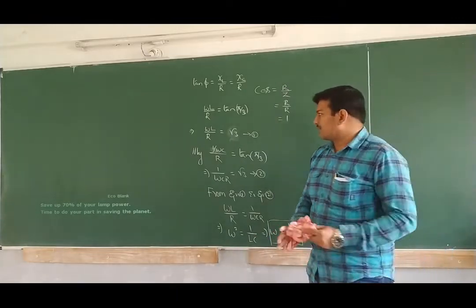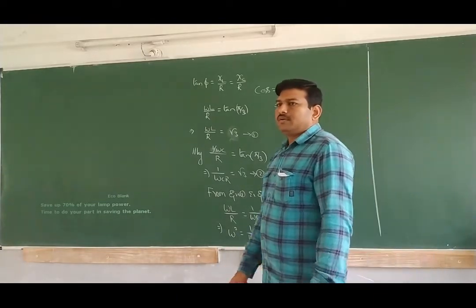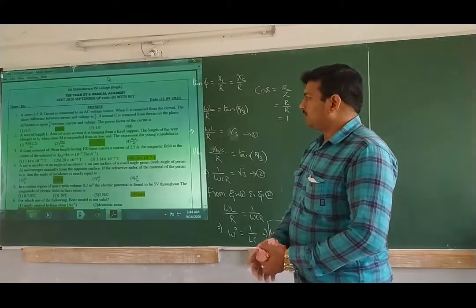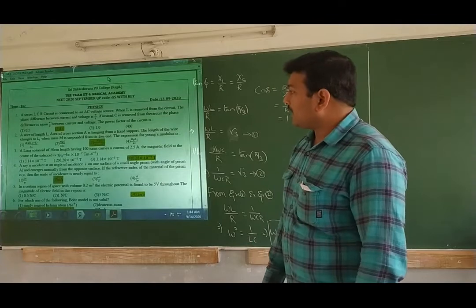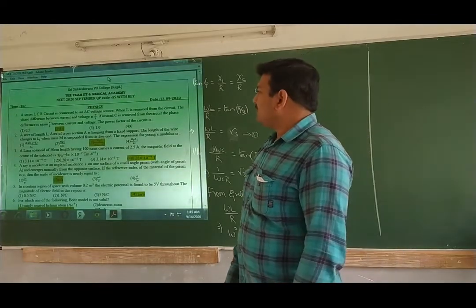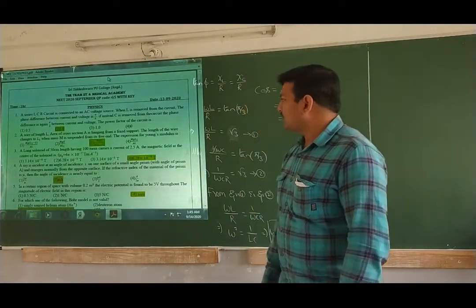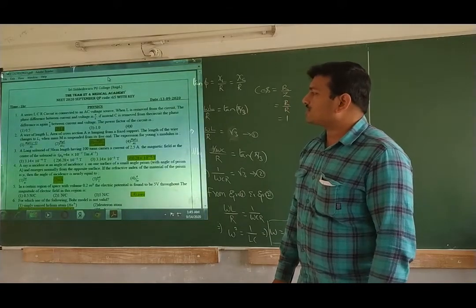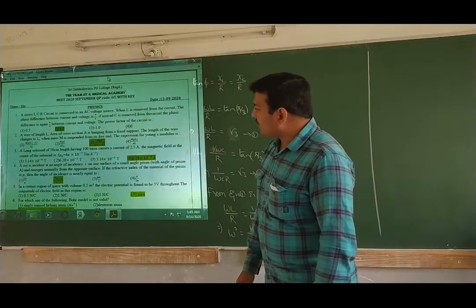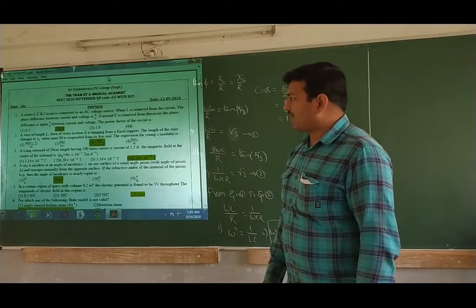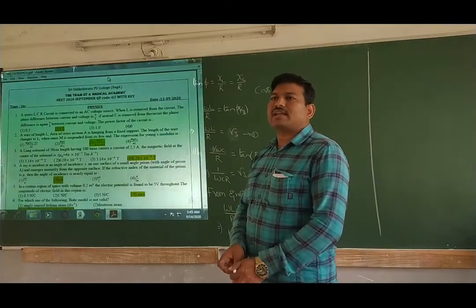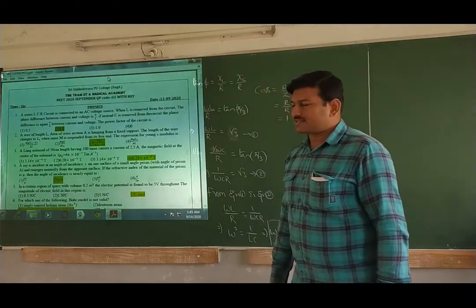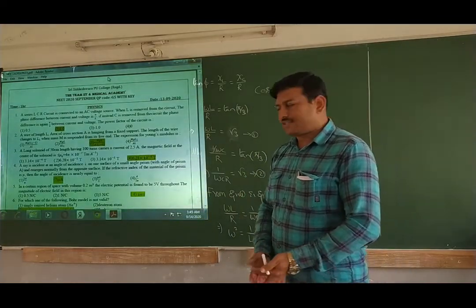Now we will see the second question. A wire of length L, area of cross section A, is hanging from a fixed support. The length of the wire changes to L1 when mass M is suspended from its free end. They are asking us to calculate the expression for Young's modulus. This is a commonly expected question.